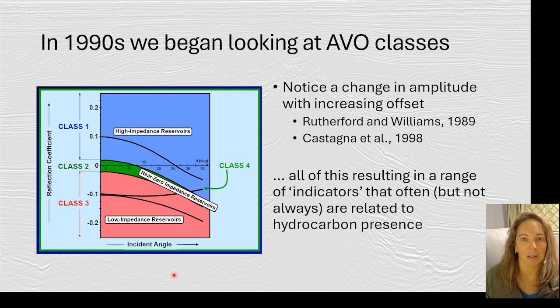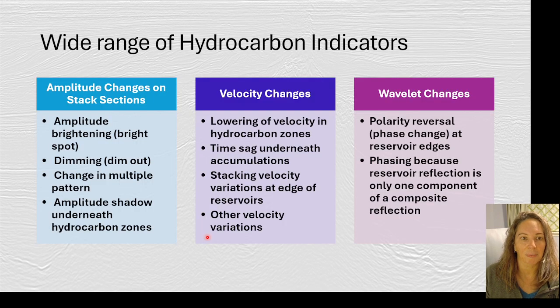So in this case, this is the Rutherford classification, the different classes that he defined, where we had our class 1s, our class 2s, where we would see a brightening and not have too much of a reflection on the near angles, and then our class 3s. I'll talk about all of those in more detail later on, but it's all part of realizing that there were these direct hydrocarbon indicators in seismic data.